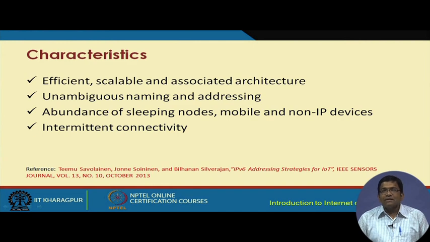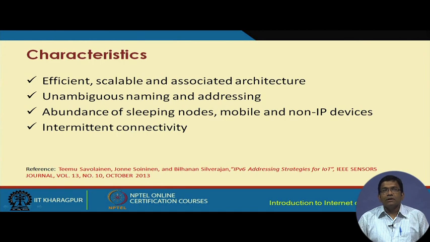So, IP based addressing may not be always very suitable in this sort of scenario. So, what are the different alternatives? There are different researchers globally who are working on how a different form of naming can be designed in order to support this IoT technology.